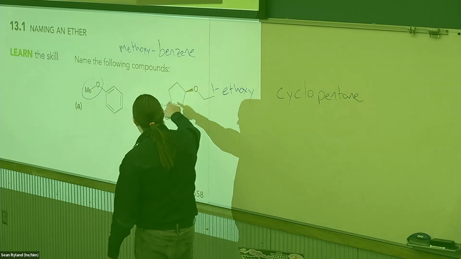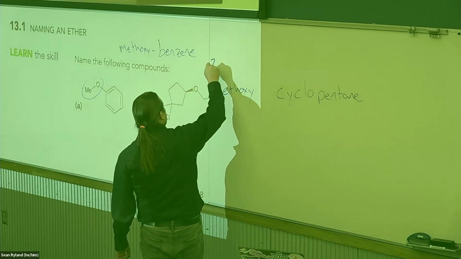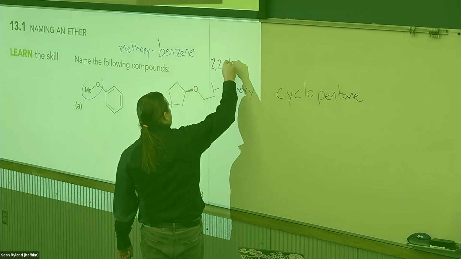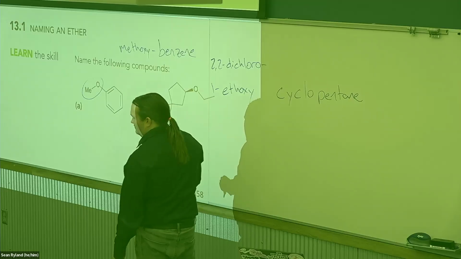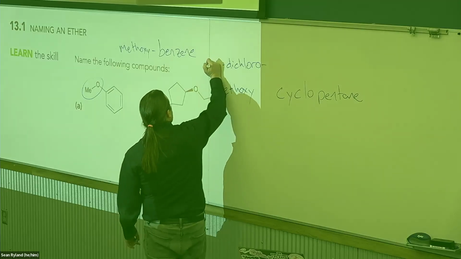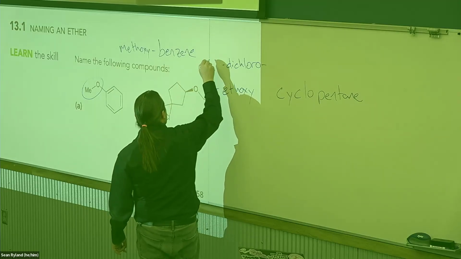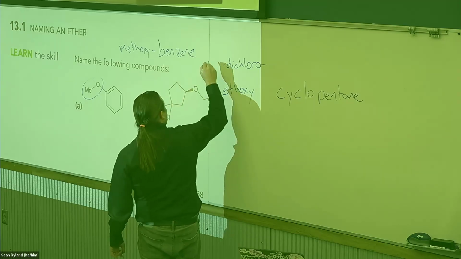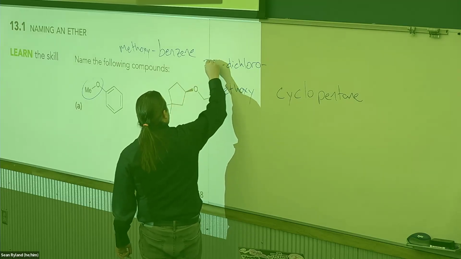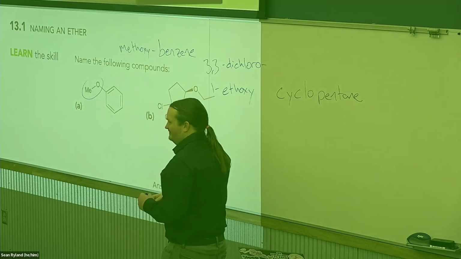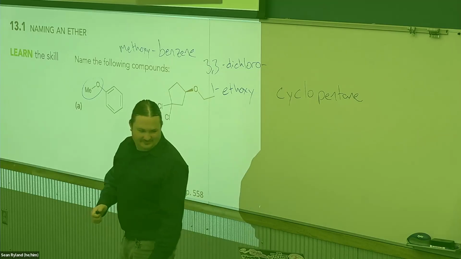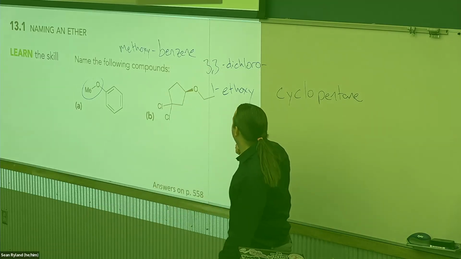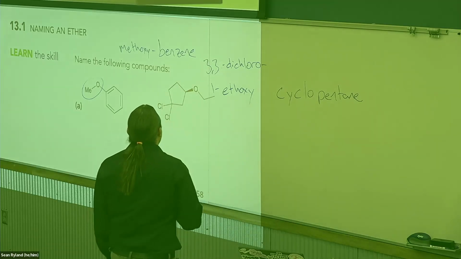And then it's going to be 2,2 dichloro. Why 2? I thought it was 2 as well, but you're right. It's 3. I counted wrong. 1, 2, 3. Because I skipped one. Good catch, Taylor. I went 1, 2. Right, you did the same thing I did. You started at the shorter side.